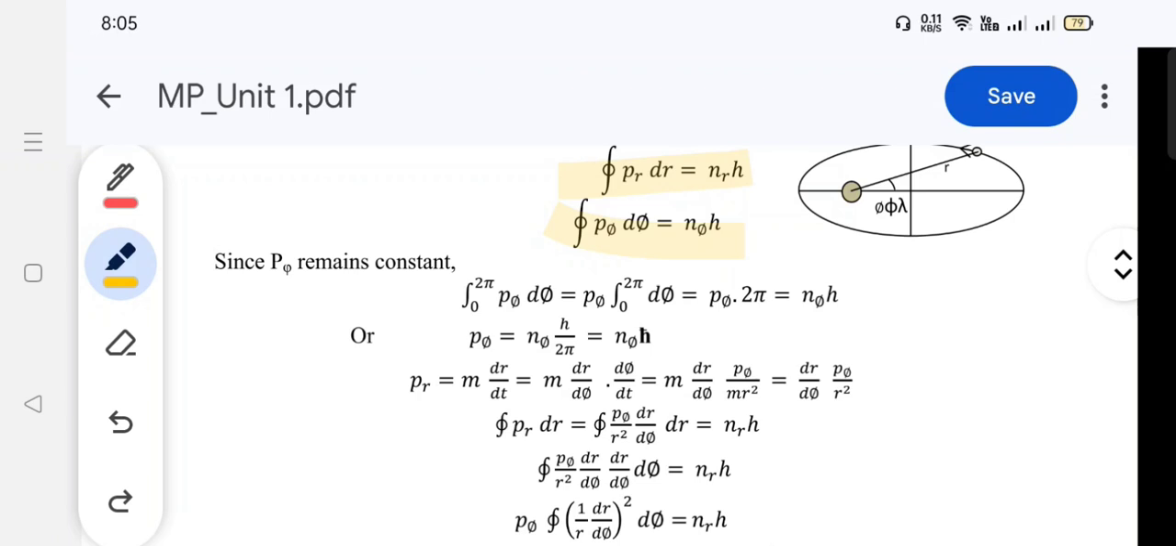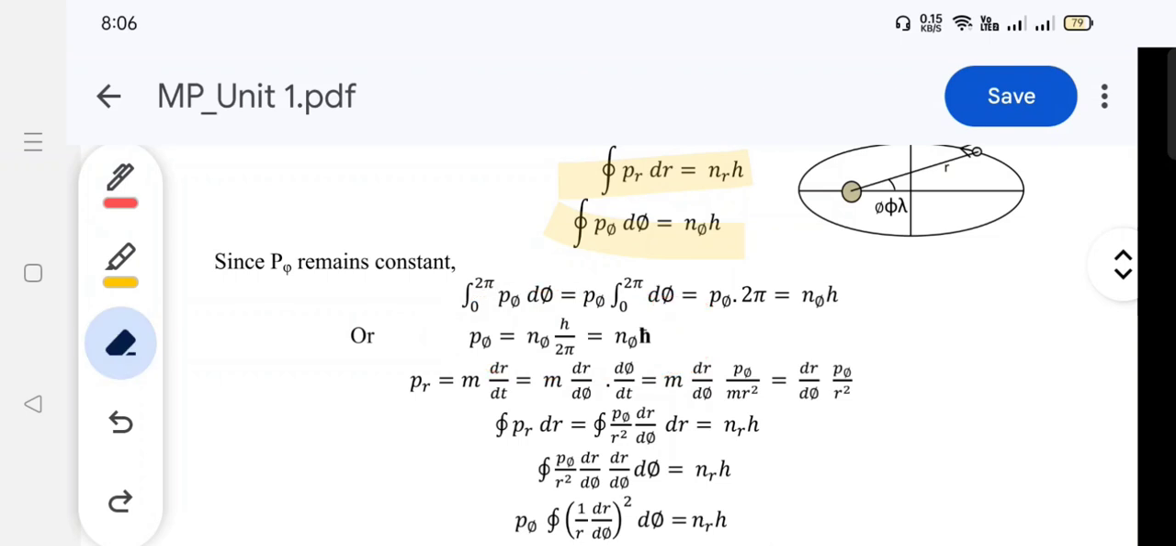Now, to solve these equations, we first start with the azimuthal equation, where p phi is a constant. So we can write it outside the integral. Upon integration, we get 2 pi. So p phi can be written as n phi h by 2 pi, or simply n phi h cut.